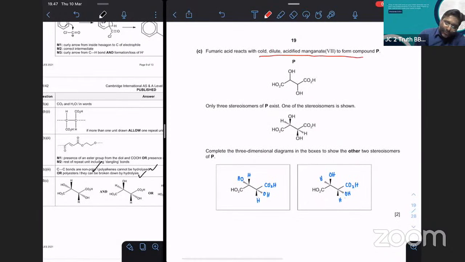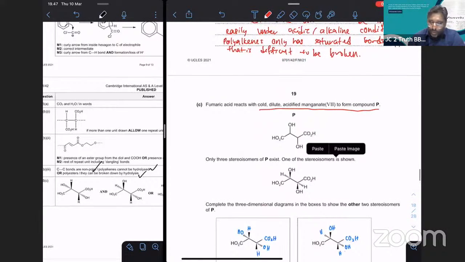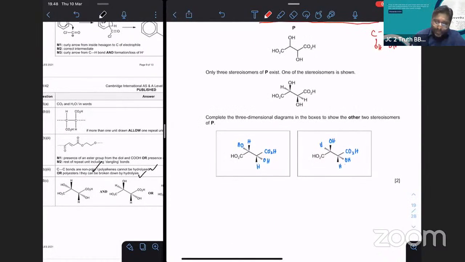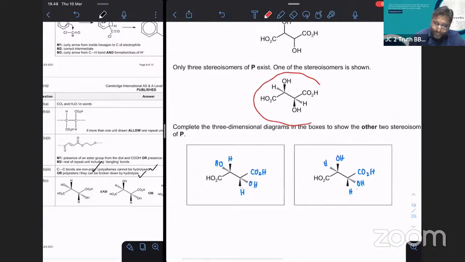This is what I told you. Under cold condition and acidified dilute, you are going to get the diol. The C double bond will break, and then you will get the OH and OH over there. Now, they say that only 3 stereoisomers exist. So they draw one of the stereoisomers over here. This one, you can see they are going to have chiral centers. There are 2 chiral centers here, 1, 2.